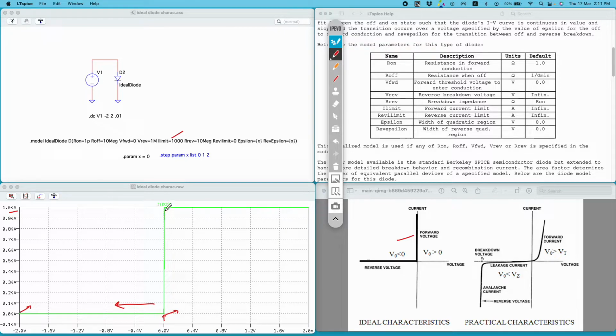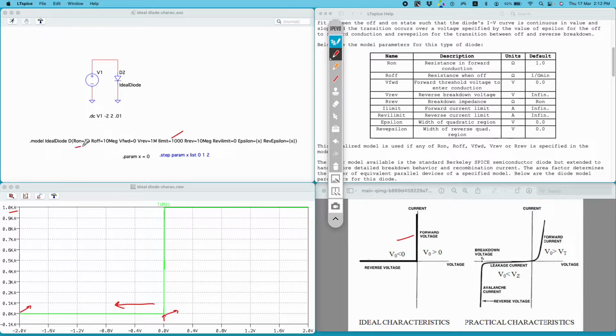So this perfectly emulates an ideal diode behavior. Obviously, there is some slight deviation. It's because I have not used infinite impedance or infinite current limit and so on. But you can get the idea from this of how to model an ideal diode.